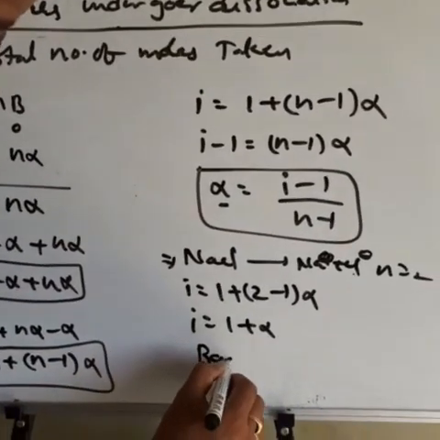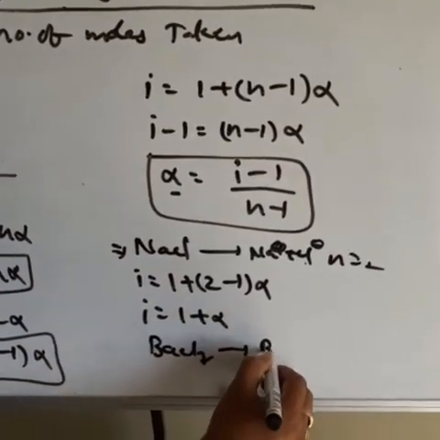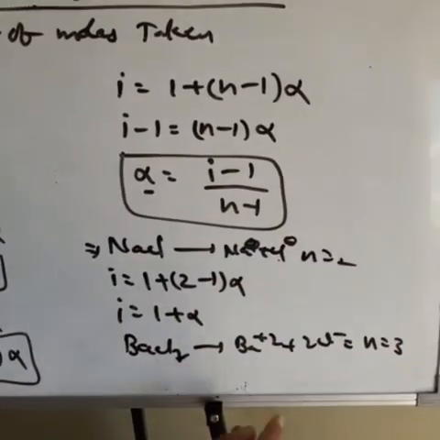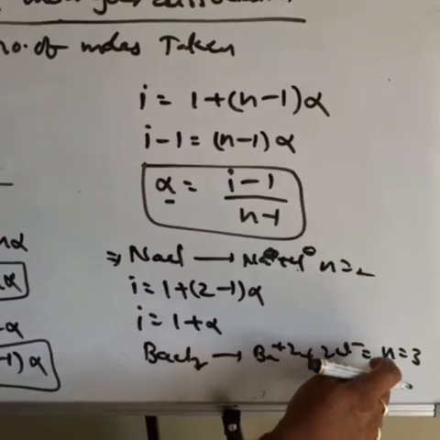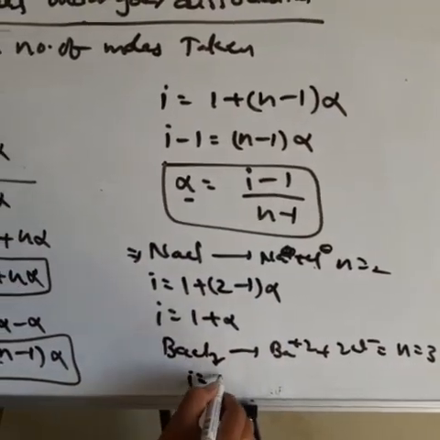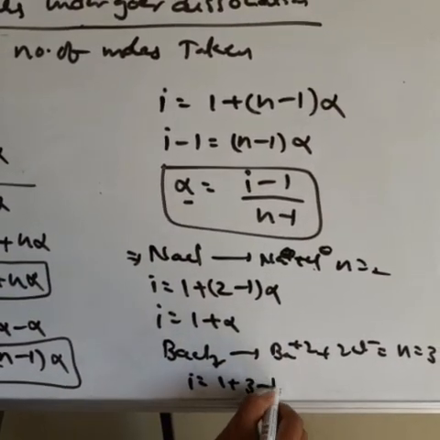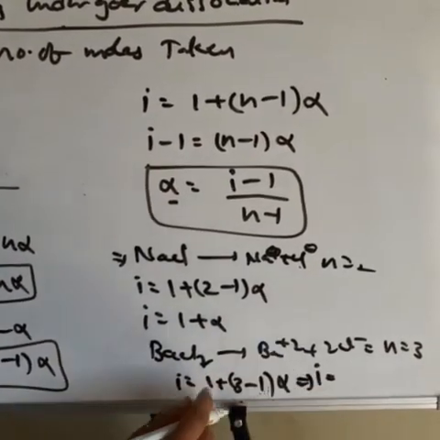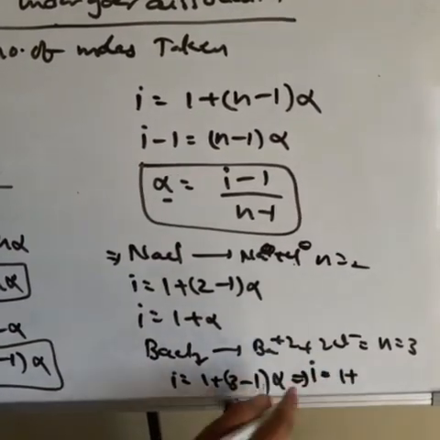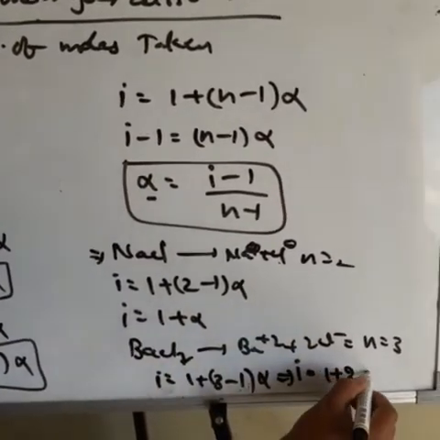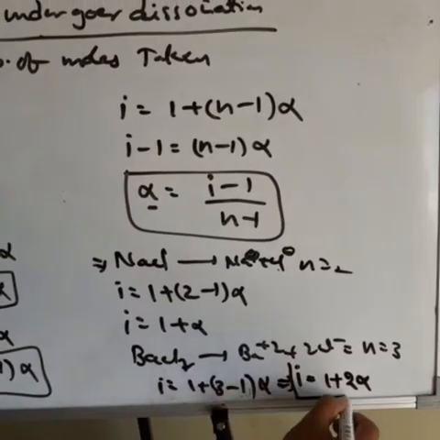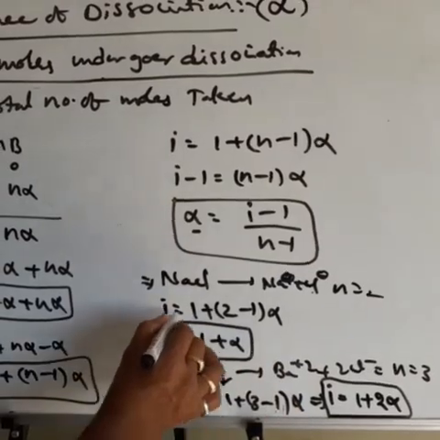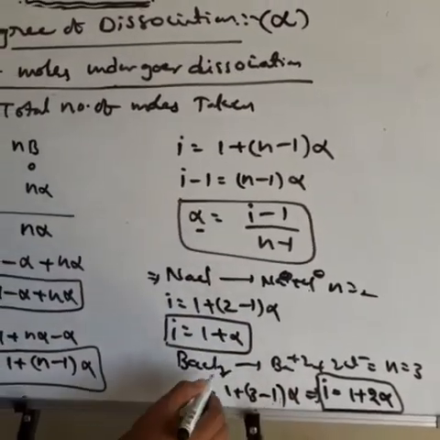Like that, if you take BaCl2, Ba2+ dissociates into 2 Cl minus, then what is the n value? Total 3 ions formed. This is 1 ion, this is 2 ions. n value is 3. Therefore i is equal to 1 plus (3 minus 1) alpha, that is 1 plus 2 alpha. So this is the i value for this type of solute. This is the i value for a 1:1 electrolyte, this is for a 1:2 electrolyte.